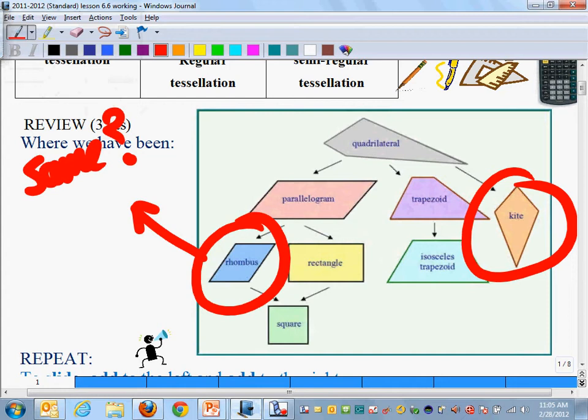Talk about it. How are they the same? How are they the same? They have 4 sides.